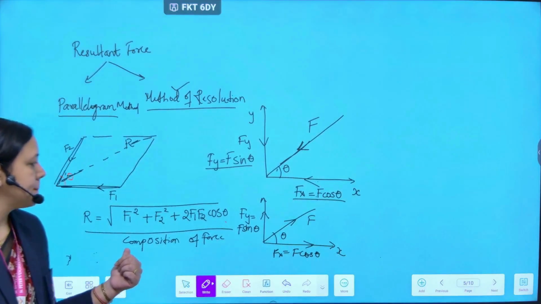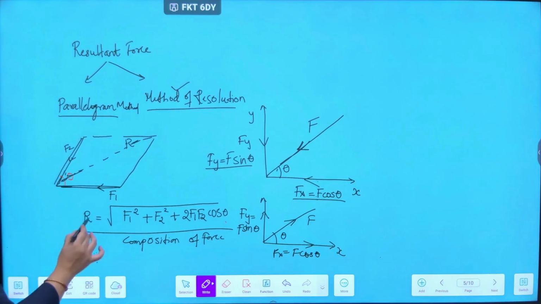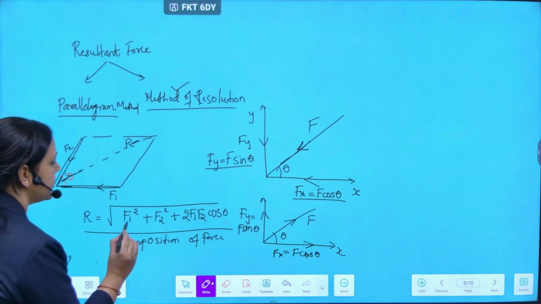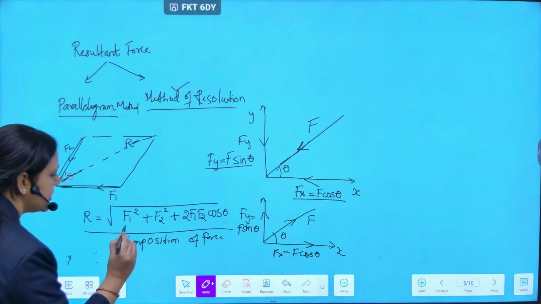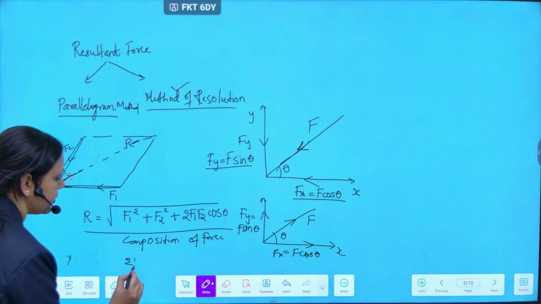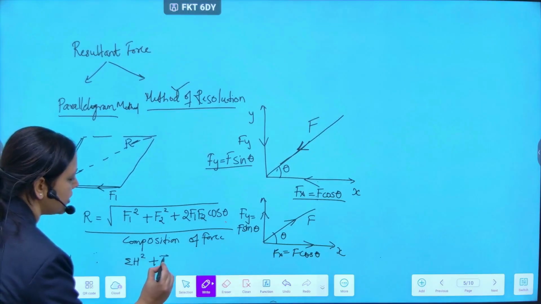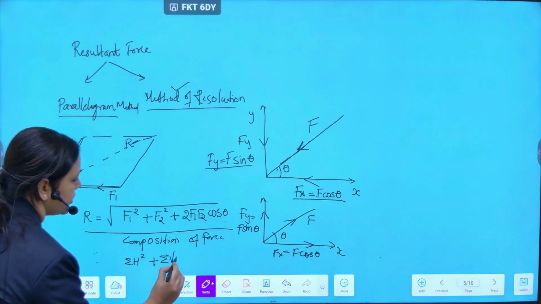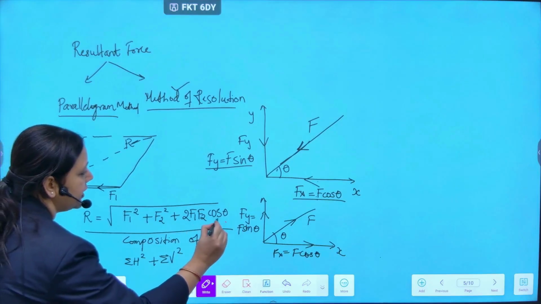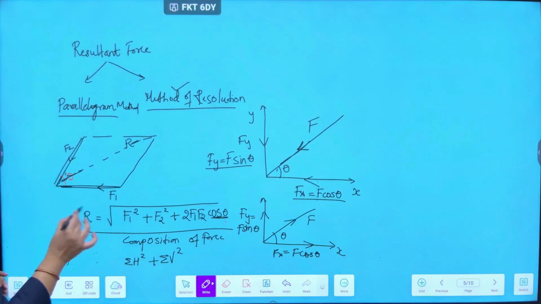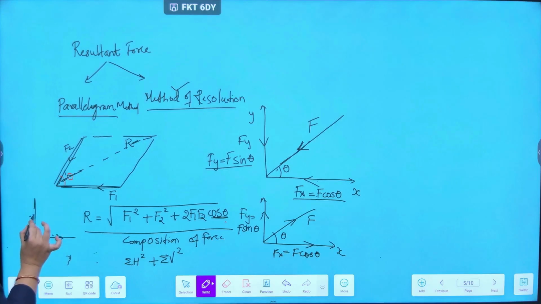This parallelogram theorem, what did I explain here? That R is F1 square plus F2 square. This F1 square is now sigma h square. F2 square is sigma v square, plus F1 F2 cos theta. Cos theta is for the angle between sigma h and sigma v. This is sigma h, sigma v.